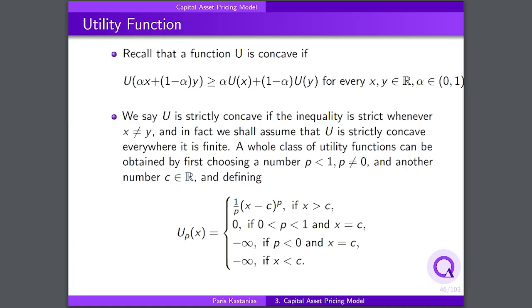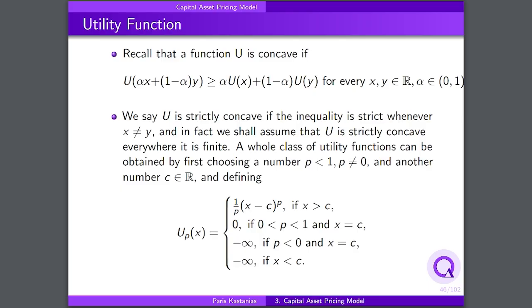We call a function u concave if this is the case: u of a linear combination must be greater than or equal to the linear combination of u, for every x, y in R and a between 0 and 1. Say that u is strictly concave if the inequality is strict whenever x is not equal to y. And in fact, we assume that u is strictly concave wherever it is finite.